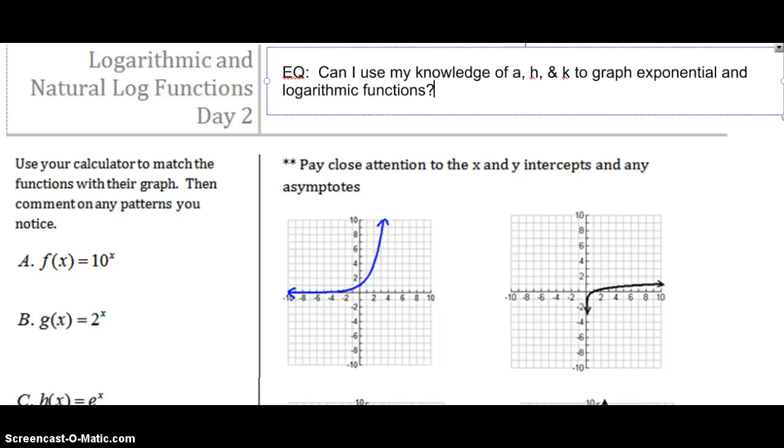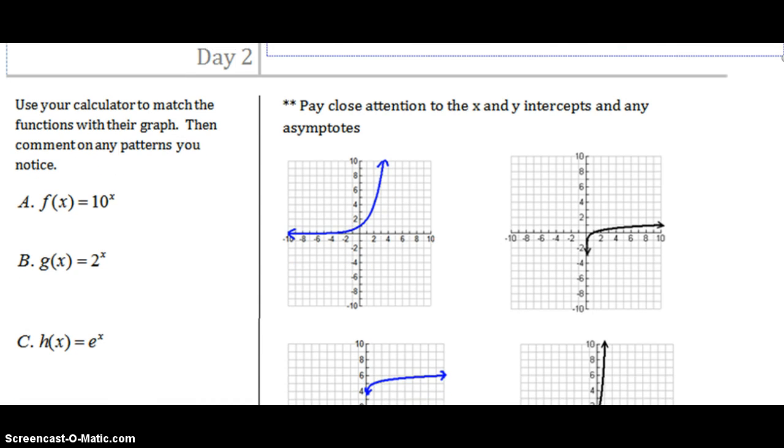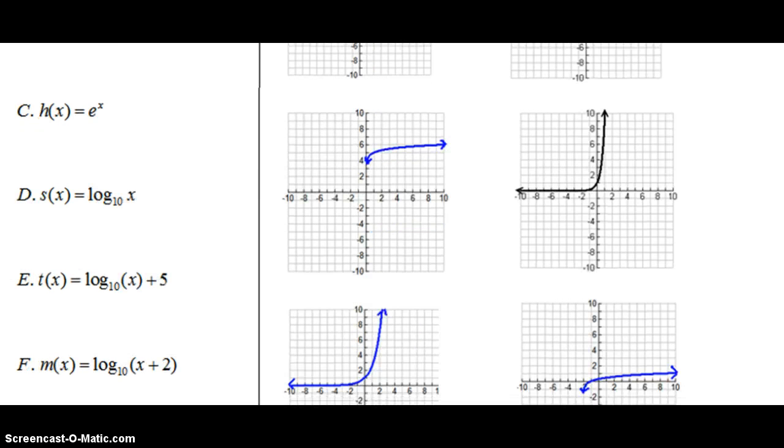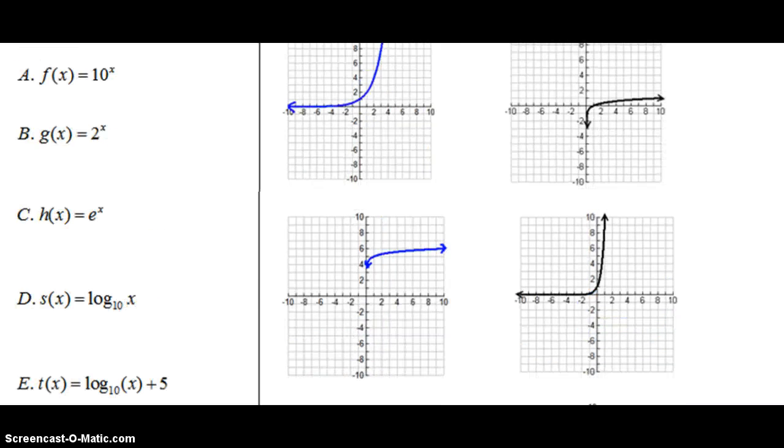So first, realize that an exponential function is this example A, B, and C. The logarithmic ones are a little more obvious here. They have the word log in it, or it could be ln, natural log, and that is the log base e. But they're a logarithmic function.